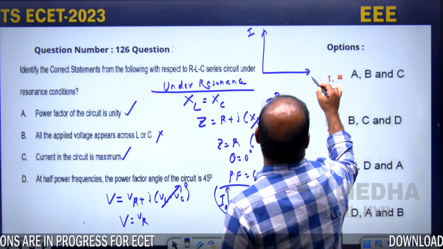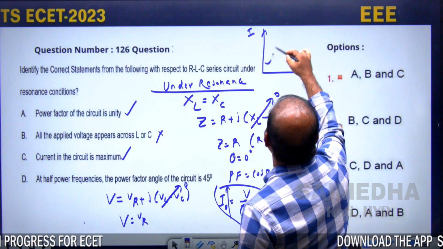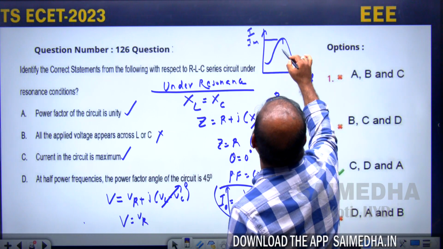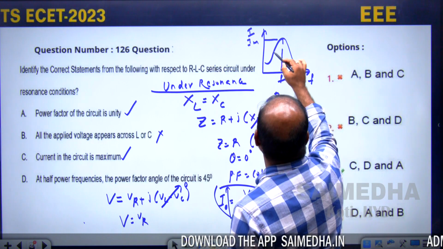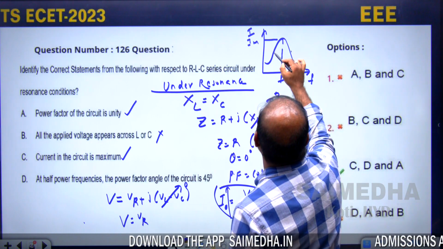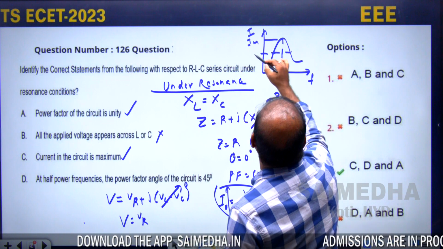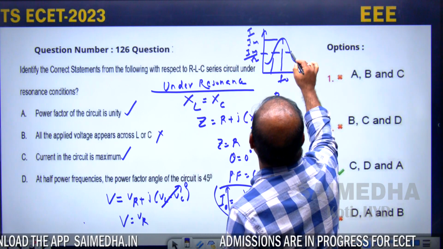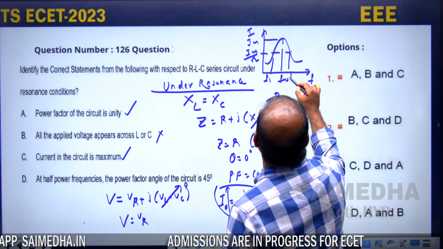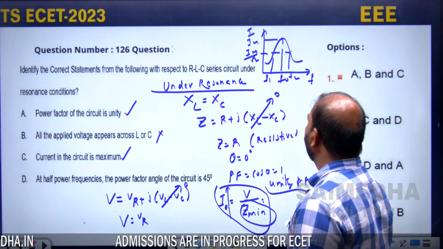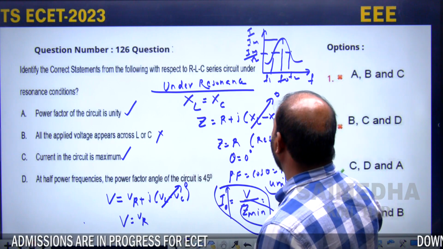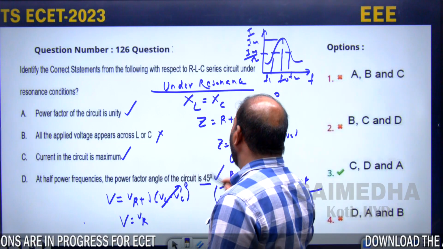Next, at half power frequencies. If you observe the variation of current versus frequency, you get a curve like this. The current reaches its maximum value at the resonant frequency. On either side, the current falls to a value of Im by root 2. The corresponding frequencies are known as half power frequencies, F1 and F2. At these frequencies the power factor angle is 45 degrees. This is also a right statement.